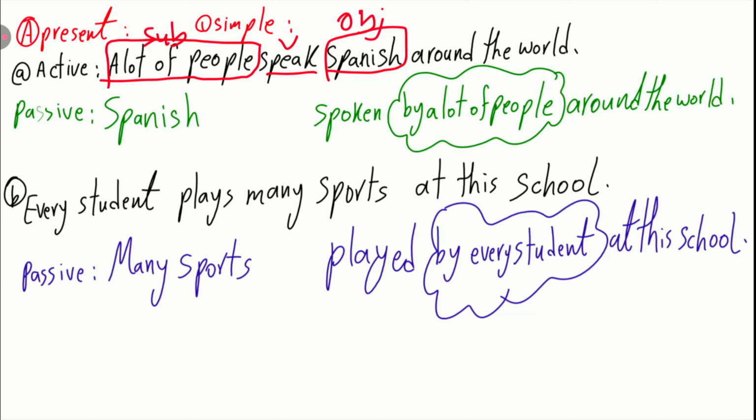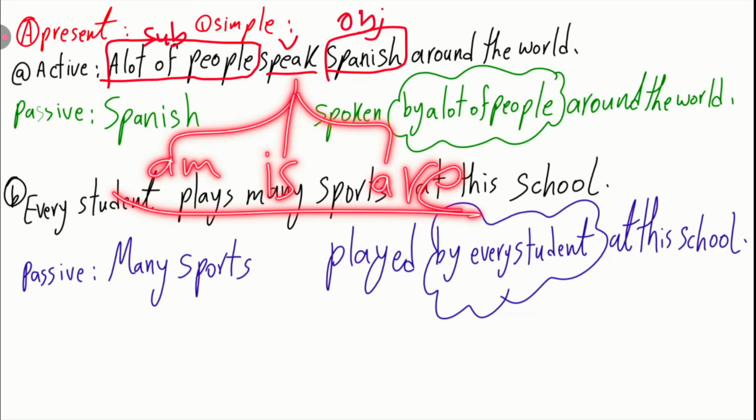Generally, my friends, there is no ing, so it's not continuous. There is no have or has or had before the verb, and the verb is not verb 3, so it's not perfect. So it is simple, and simple present because the verb is in its first form. So what options do I have when the tense is present simple? I have am, is, or are. Which one shall I choose?